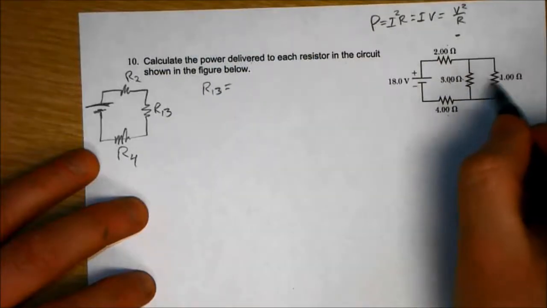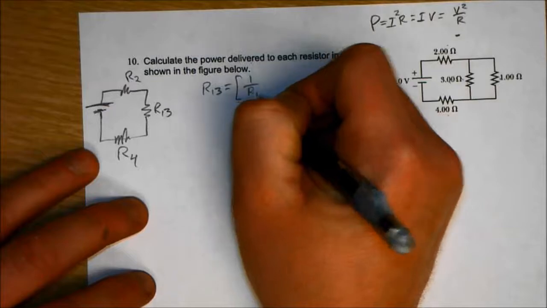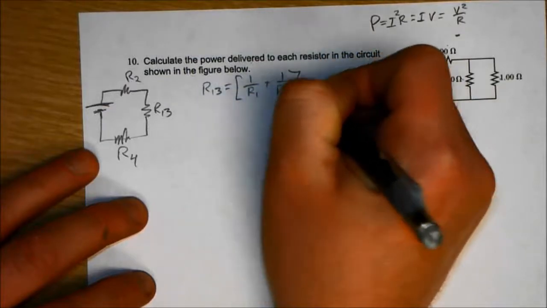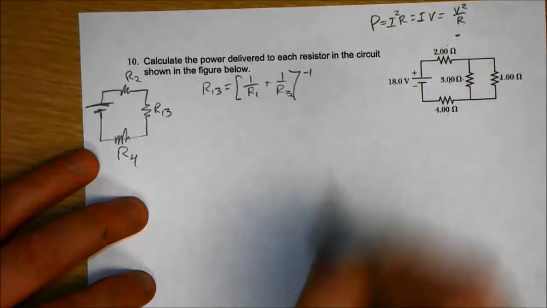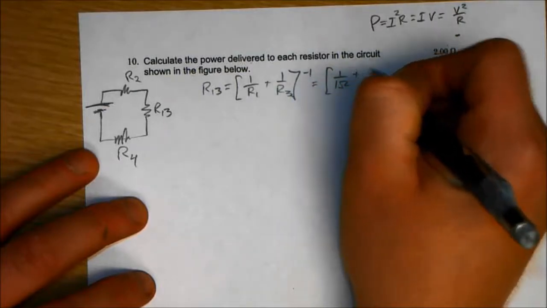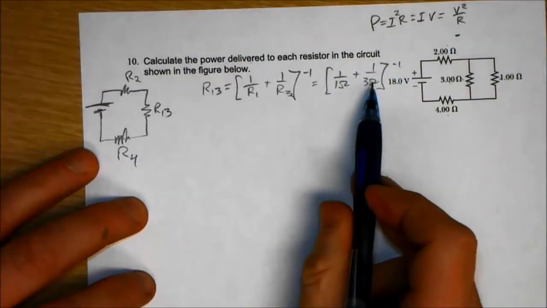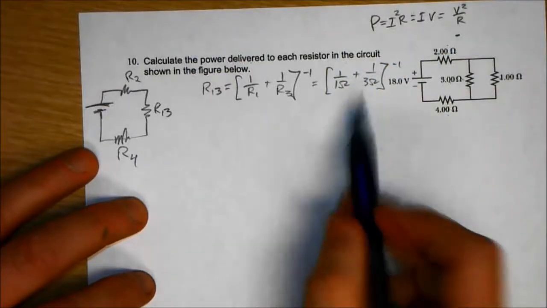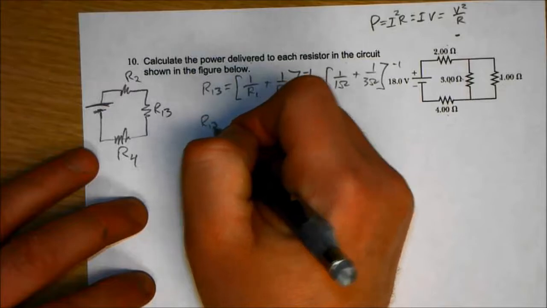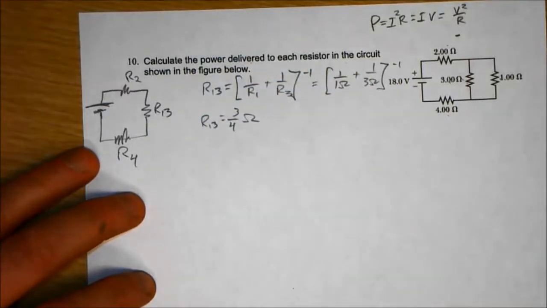R13, since these two are in parallel, I have to add their reciprocals. So 1 over R1 plus 1 over R3, and take the inverse of that. So that equals 1 over 1 ohm plus 1 over 3 ohms. 1 plus 1/3, so that's 4/3. Take the reciprocal. R13 is equal to 3/4. You could do the decimal if you wanted to. It's just I solved a fraction, so I did that.